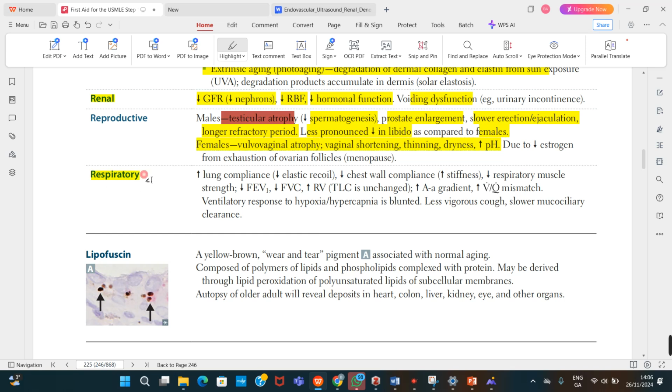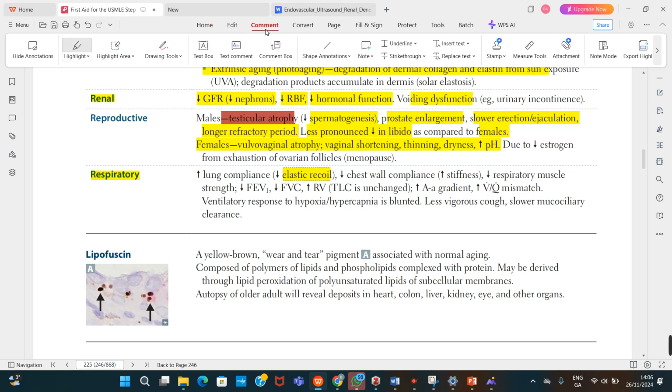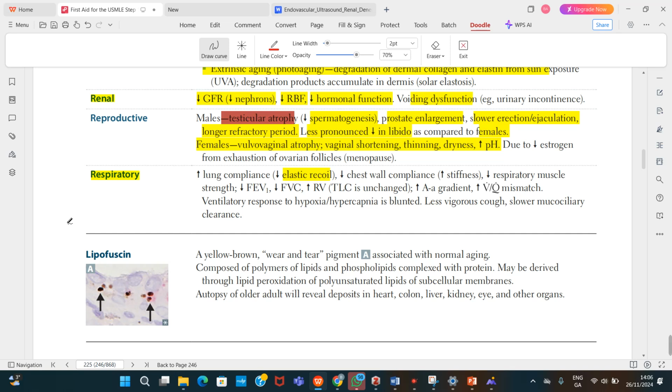The respiratory system is very important. We want to start by saying that the elastic recoil drops. If we look at the lungs, the way it works is that this is the alveoli, and it is surrounded by elastic fibers. What those elastic fibers do is that they recoil inwards, so that they can create a positive pressure to take out air at the end of expiration.